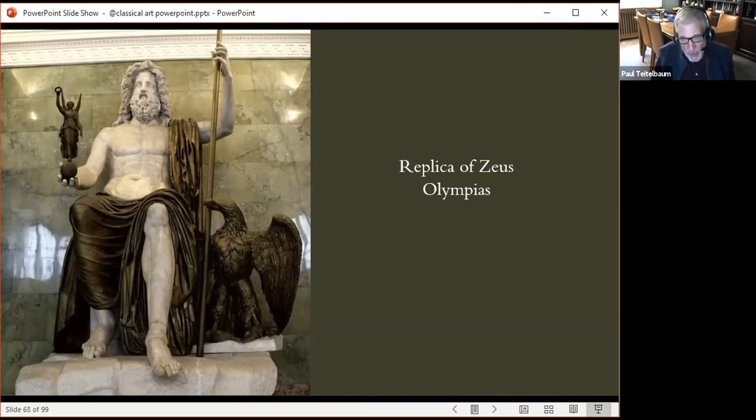Zeus holds his scepter in his left hand. It's surmounted by an eagle in the original, according to the descriptions. And like Athena Parthenos, he holds a statue of Nike in his right. The actual appearance of the statue is known only from ancient descriptions and from the representations on coins. But check this out.